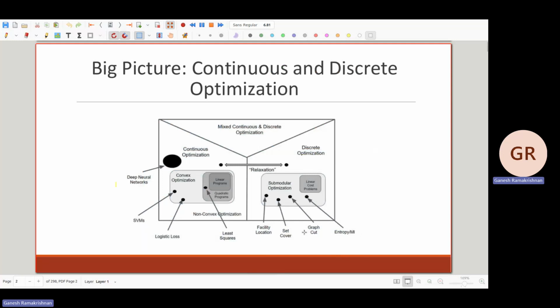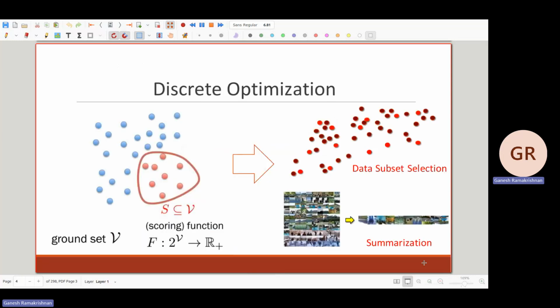So facility location, set cover, graph cut, entropy, and so on. We'll hopefully at least run through one or two. So obviously we look at the discrete optimization only from a machine learning perspective. And one of the canonical problems here is, given a ground set, we want a subset of the ground set such that it maximizes a scoring function F. Scoring function basically goes from the power set of the ground set to positive reals. We look at positive reals. Again, restrict our scope there.